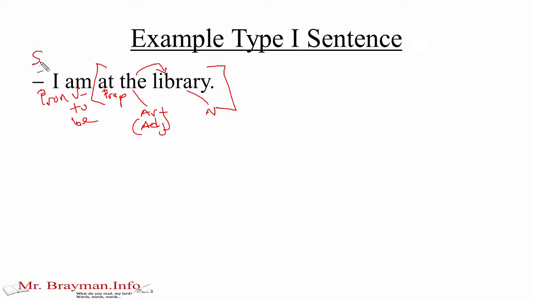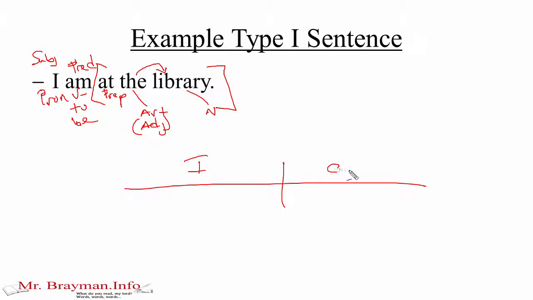My subject, my predicate. Okay, draw my long line, vertical line. I am subject and predicate, at library. And because the modifies library, it goes underneath here. Good.